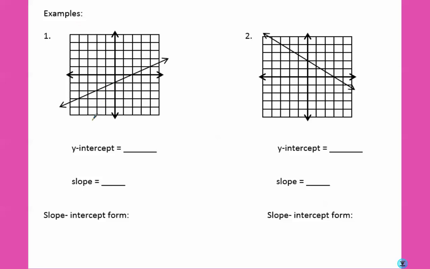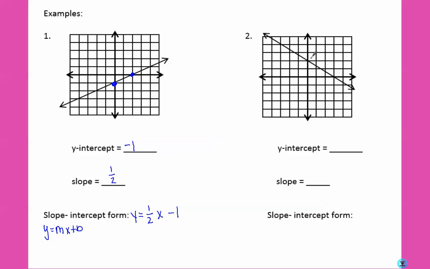So let's look at some examples. If we have this graph here, first let's find our y-intercept, which is right here. It's -1. Our slope, we can count rise over run, which would be 1 over 2. Slope-intercept form, remember, is y equals mx plus b. So it would be y equals 1/2 x minus 1. Plug the slope in for the m and the y-intercept in where b was.